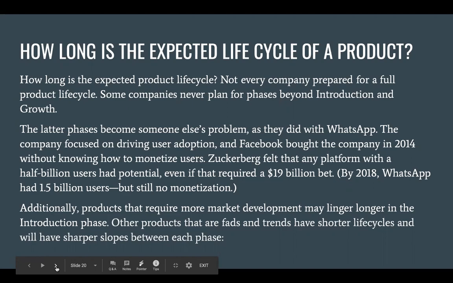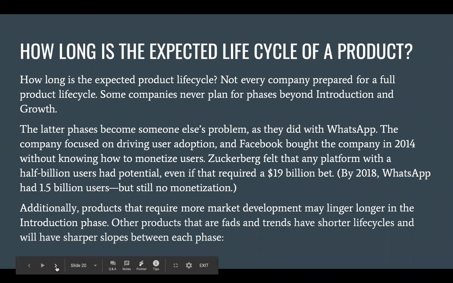Mark Zuckerberg felt that any platform with 500 million users had potential, even if that required a $19 billion bet. By 2018, WhatsApp still had 1.5 billion users, but no monetization because Zuckerberg did not know how to monetize users. Just so dumb. Do not buy anything without knowing how to make money off it.